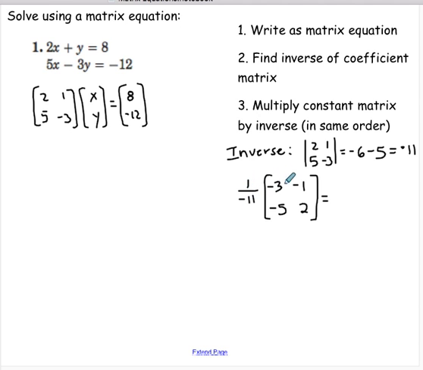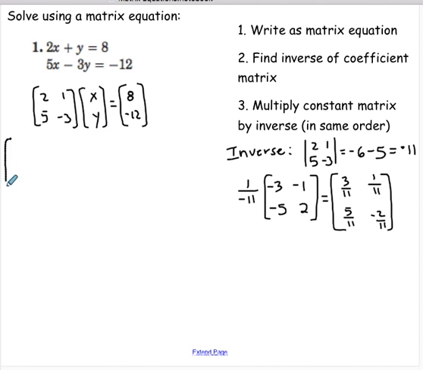So negative 1/11 times negative 3 is positive 3/11. Negative 1/11 times positive 5 is positive 5/11. And negative 1/11 times negative 1 is positive 1/11, and negative 1/11 times 2 is negative 2/11. So this is my inverse. I do that on the side before I get started. So I'm going to take this and multiply it by this matrix here to cancel it out, so I'm left with just my variable matrix.